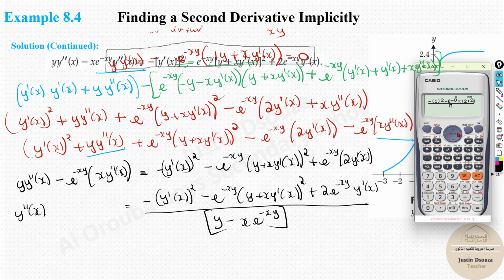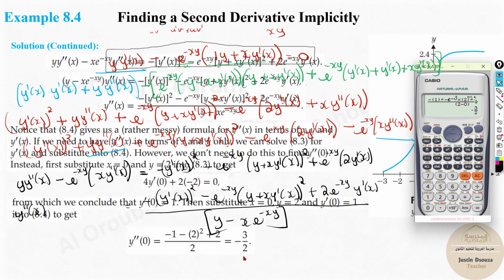2 square plus 2 into e to the power, it's going to be 0. Minus 0 plus 0 doesn't make any difference. It's neutral. 0 is neutral. Into 1. Okay, because y dash of x is 1 divided by 2 minus 0. Why? Because when x is multiplied with anything, it's going to be 0. Why? Because x is 0. The answer is negative 3 by 2. Let's just check. Yes, it's negative 3 by 2.